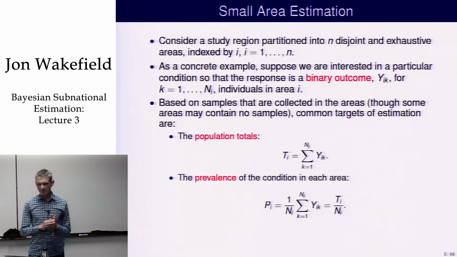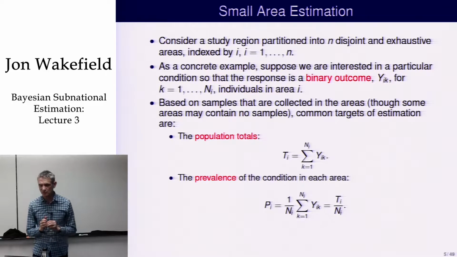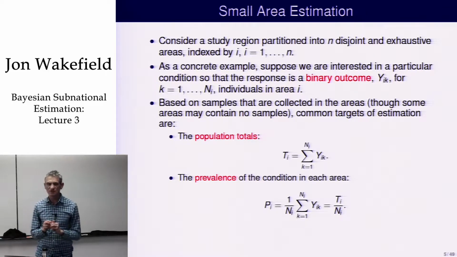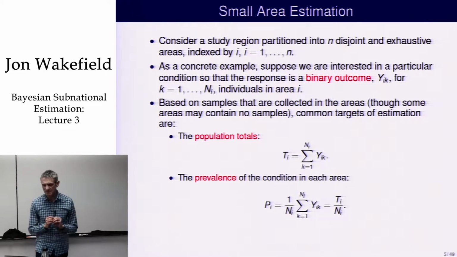So just to get some notation straight, I'm going to assume we have n disjoint and exhaustive areas in some study region. So that's a partition of the study region, and i is going to index those areas. So they're the target areas we'd like to make inference about.